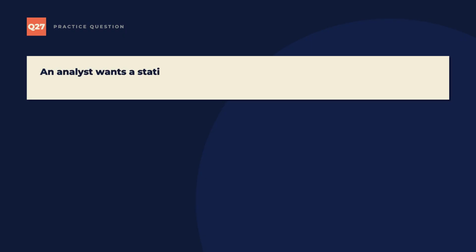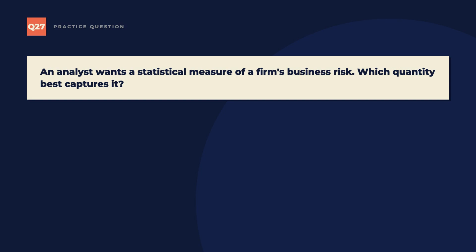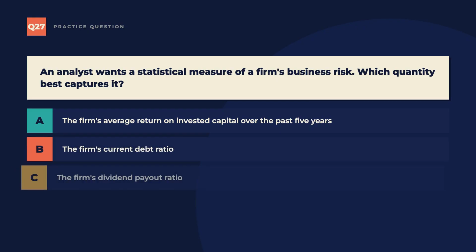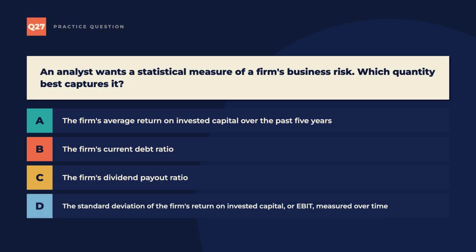Question 27. An analyst wants a statistical measure of a firm's business risk. Which quantity best captures it? Your options are A. The firm's average return on invested capital over the past 5 years. B. The firm's current debt ratio. C. The firm's dividend payout ratio. D. The standard deviation of the firm's return on invested capital, or EBIT, measured over time. Before I reveal it, which one do you think is right?